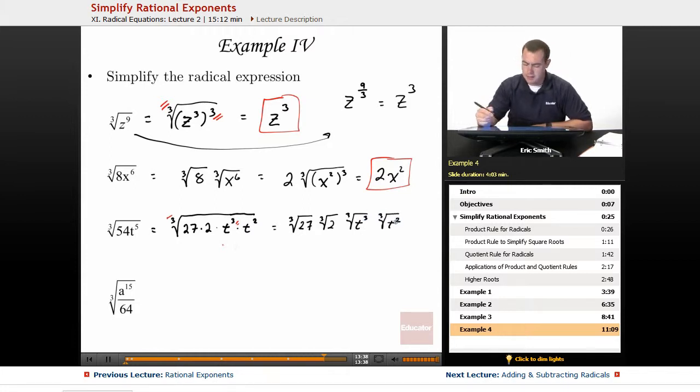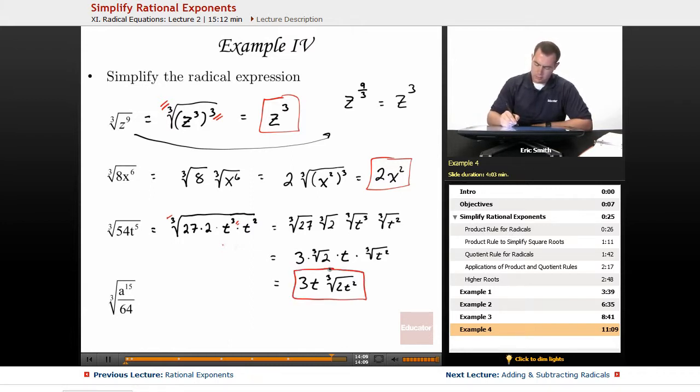So some of these will simplify, some of them won't. The cubed root of 27, that'd be a 3. But the cubed root of 2 has to stay. Cubed root of t cubed is t. But then the cubed root of t squared, well, that one has to stay. So gathering up what was able to be taken out, I'd have a 3t times the cubed root of 2t squared. So simplify and bring out as much as you can. But if you can't, go ahead and leave them underneath the root.